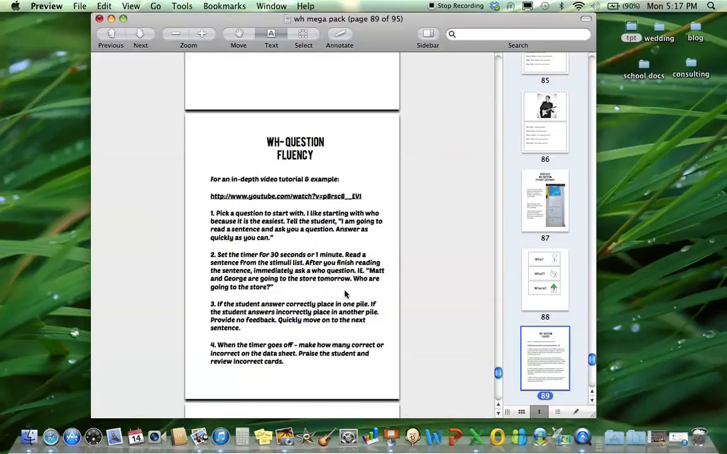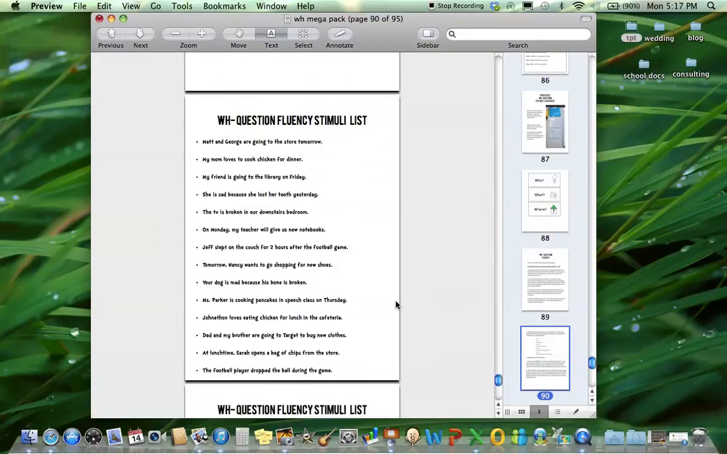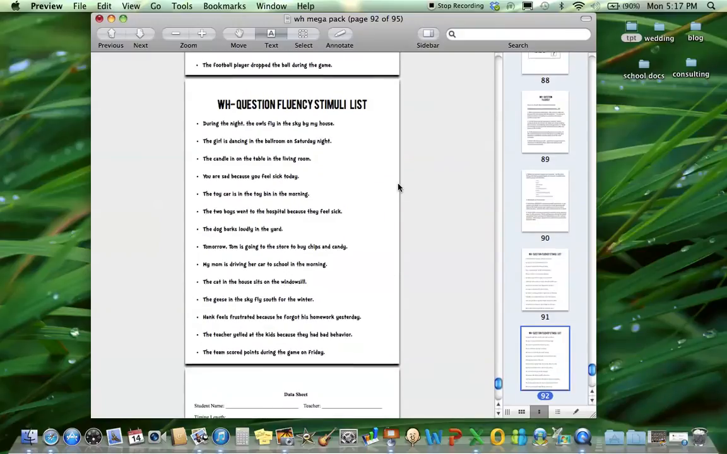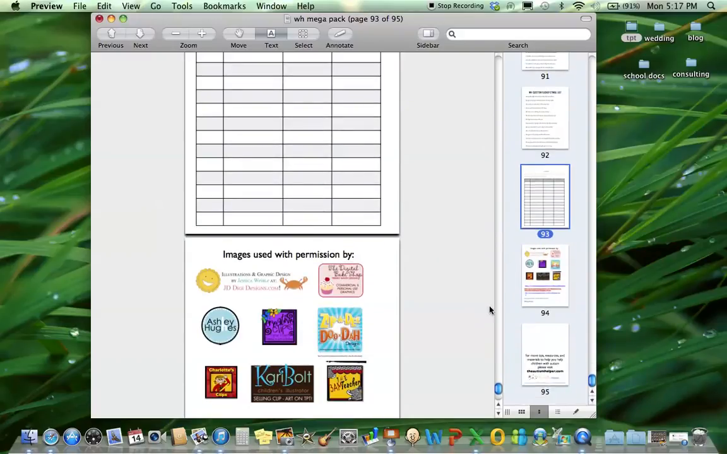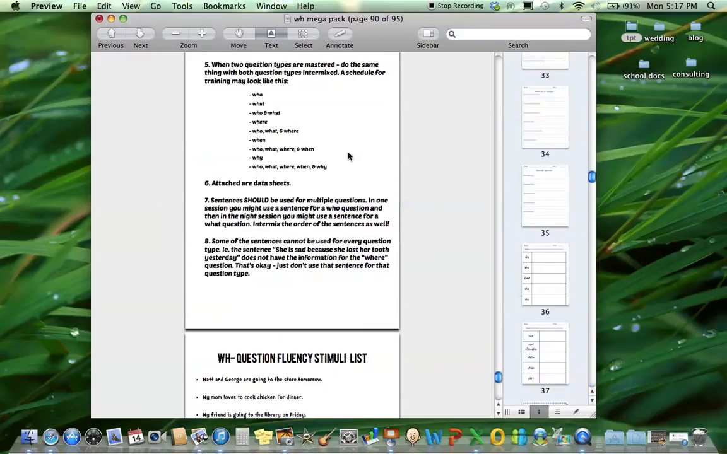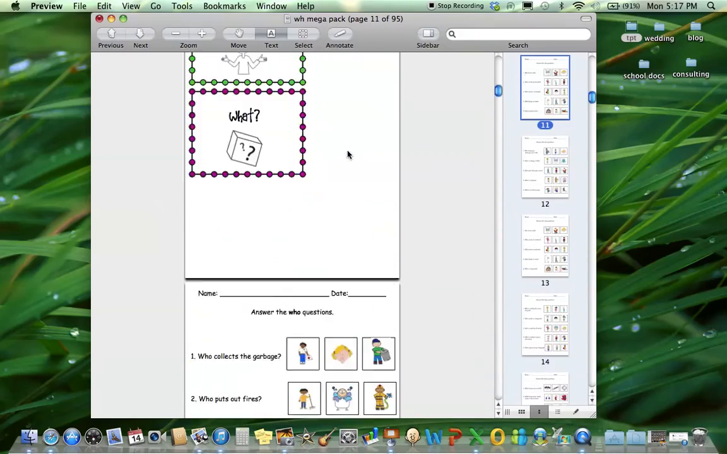And last is a WH question fluency. I posted this video on YouTube a while back, and I got a ton of requests for my stimuli set. So I provided the stimuli questions and the directions on how to run this activity, as well as a data sheet. So that's it. This set provides you with so many ways to work on WH questions in a meaningful way that your students are really going to learn.